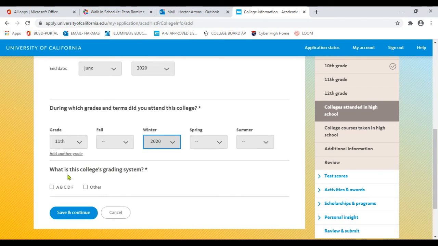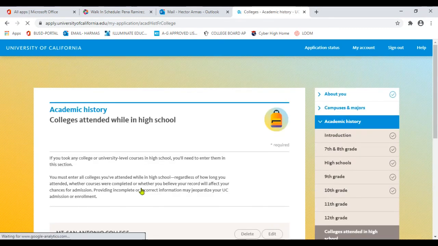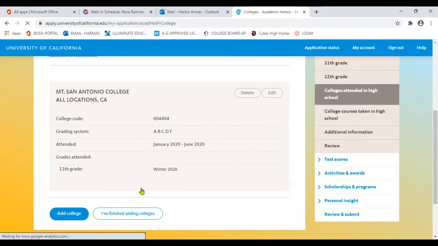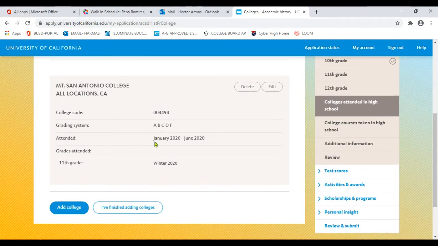And what is the college grading system? They provide a letter grade. I'm going to save and continue. So now here, it shows me that Mount SAC is the college that I attended from January 2020 to June 2020, because I only went one semester. So I'm going to add, I finished adding colleges.